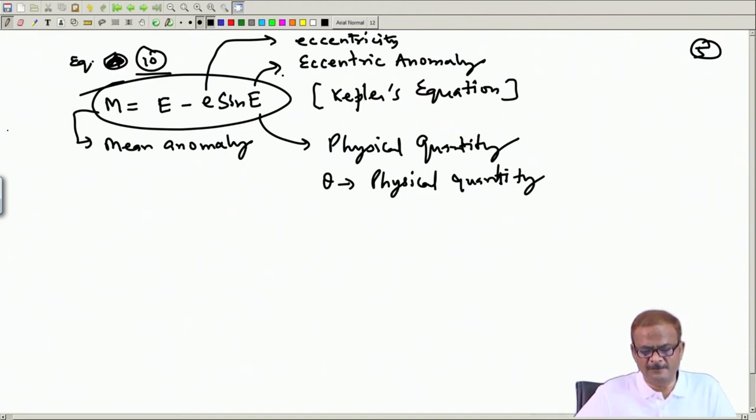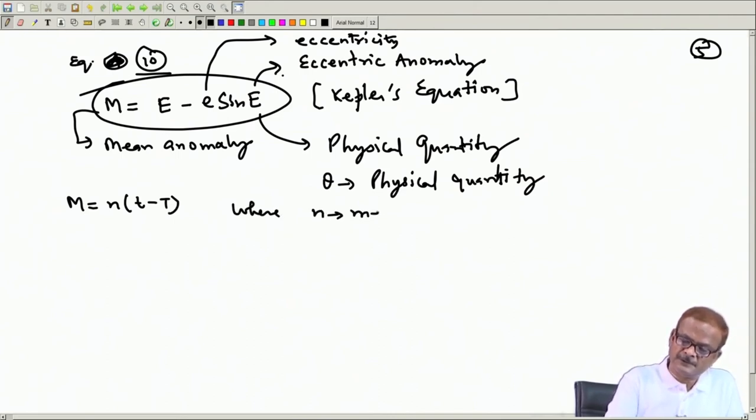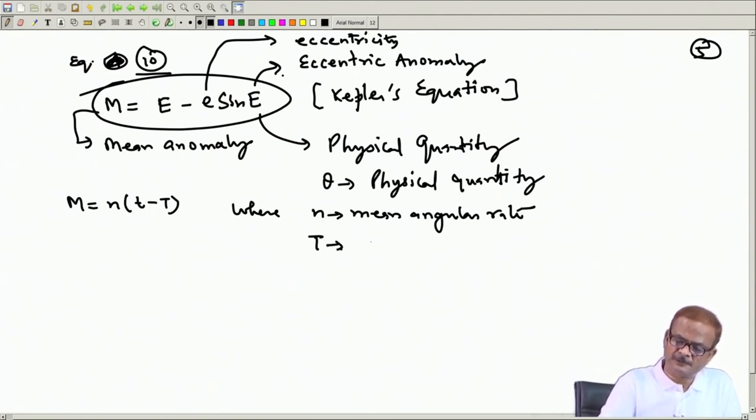It is a purely mathematical quantity, but it has a lot of importance in solving various problems, especially in trajectory transfer, in the rendezvous problem, and so on. So, we will discuss this further. What we have written here is M equal to n times (t minus T), where n is the mean angular rate, and capital T is the beginning time, which we also call the epoch.